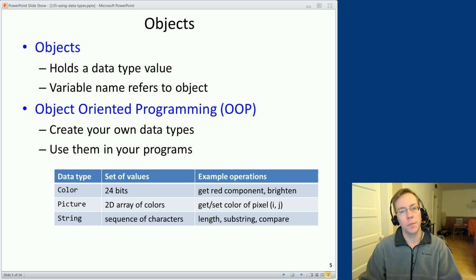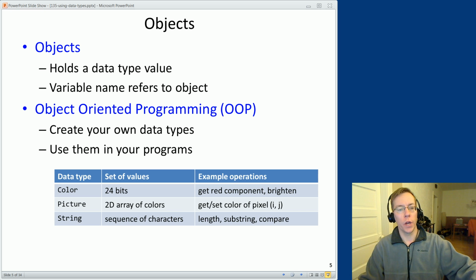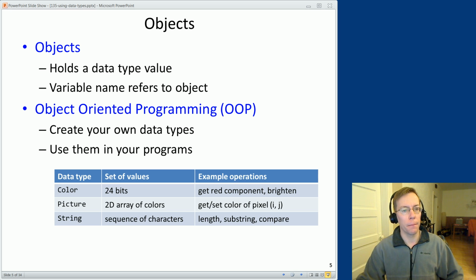We've seen the string object before. The string object represents a sequence of characters, and common things you might want to do are see how many characters are in the string, get a substring, compare this string with another string, make it uppercase, make it lowercase, things like that. When we start to do our own data types and using objects, we'll be doing what's called object-oriented programming. You create your own data types and then you use them in your program. It's a popular paradigm in modern programming.